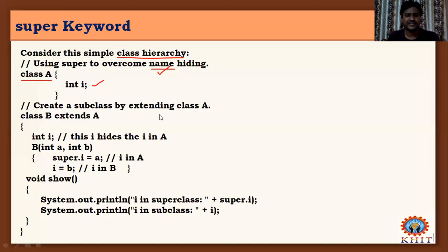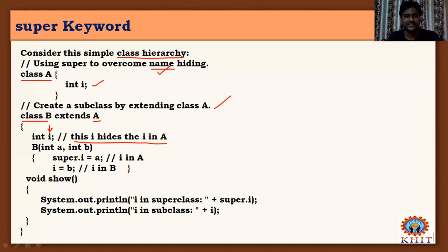Now create a subclass by extending class A. So here class B is a subclass, class A is a superclass. Using this extends, we can achieve inheritance among these two classes. Here I am having the same instance variable i, with name i, in the subclass. So this i hides the i in A. Understood? This is the problem of having the same member name in the superclass as well as in the subclass. That member may be an instance variable or a method.